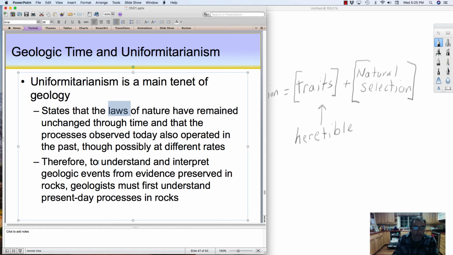And so therefore, if we understand and are able to interpret geologic events from today, we can use that same understanding to place on rocks that we see in the past, right? So geologists must first understand present-day processes so that we can interpret the geologic past.